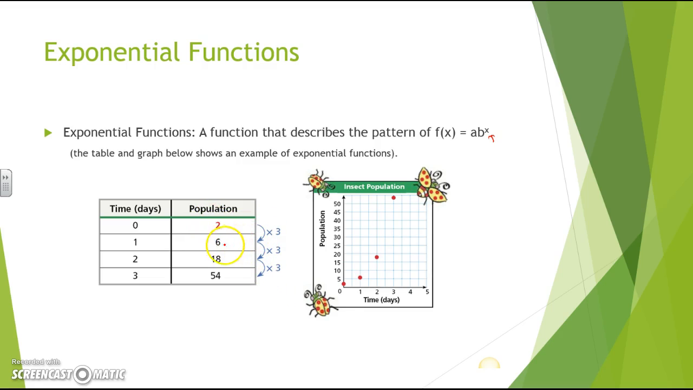So 2 times 3 is 6, 6 times 3 is 18, 18 times 3 is 54. And notice how this graph to the right of it represents the table next to it. And this is an exponential function. And what you'll notice too is the points will connect. Whoops, not perfect, but they'll connect to create a curve.